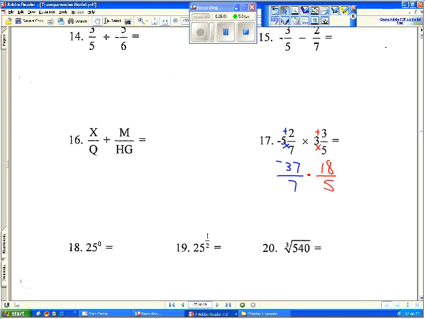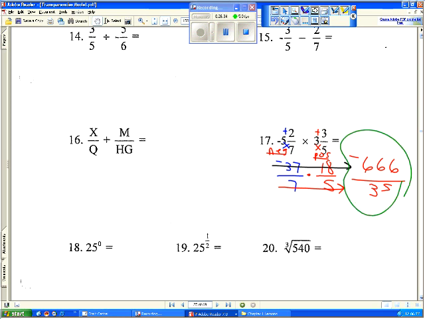Now you can cross-reduce if anything will cross-reduce, but it won't, so now you multiply. You multiply the numbers, and you're going to get 370, 824, 610, 666. When you multiply, this is a negative and this is a positive. When you multiply with different signs, the answer is negative. And then you multiply the denominators, and you get 35ths. That will not reduce, so it's negative 666/35ths, and you can leave it improper. Any questions on number 7?